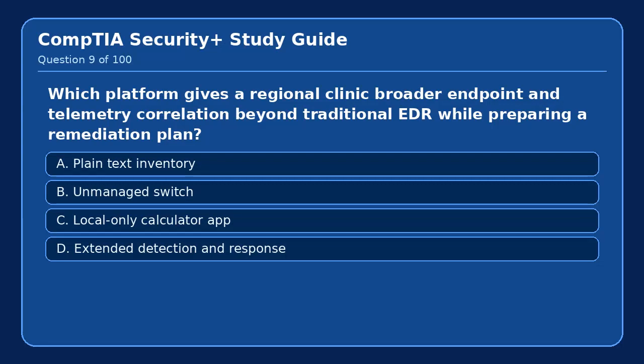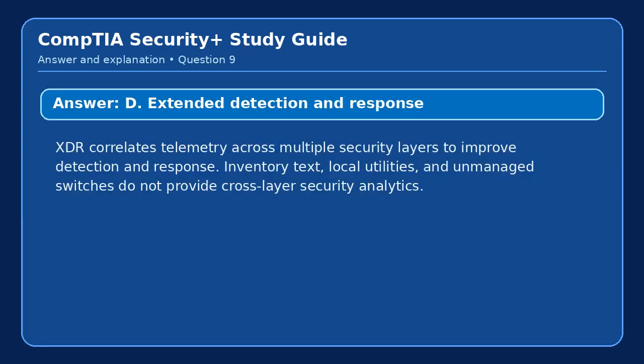XDR correlates telemetry across multiple security layers to improve detection and response. Inventory text, local utilities, and unmanaged switches do not provide cross-layer security analytics.